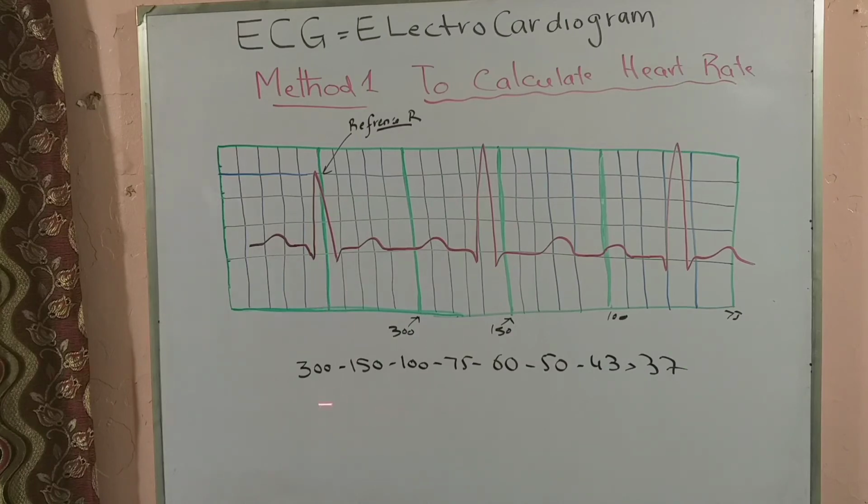So you are to now drop this formula of 300, 150, 100, 75, 60, 50, 43, 37, and repeat. So that shows the importance of memorizing it, cramming it. So here we drop it: 300, then 150, but see it's located just beyond 150 but well below 300. So this is somewhere around 160. So this is indeed a tachycardia.